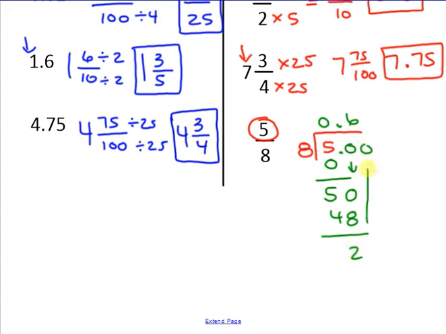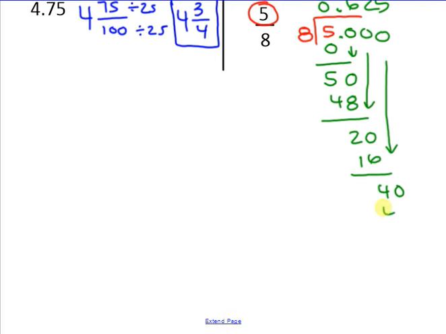I need to add a 0 and bring it down. 8 goes into 20 2 times for 16. 4, add a 0, bring it down. And 8 goes into 40 5 times evenly. And so my answer here is 0.625.